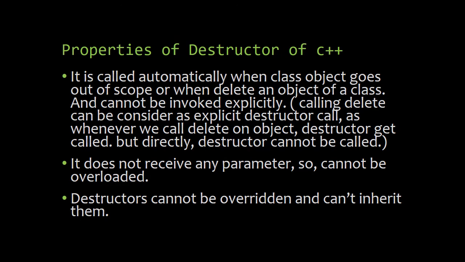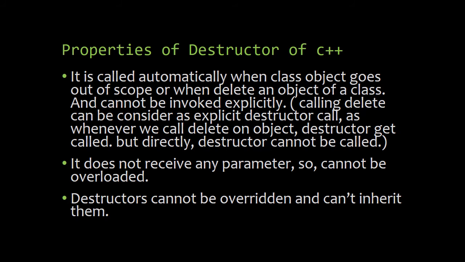Properties of a destructor in C++. It is called automatically when a class object goes out of scope or when we delete an object of the class, and cannot be invoked explicitly. Whenever we call delete on an object, the destructor gets called, but the destructor cannot be called directly.